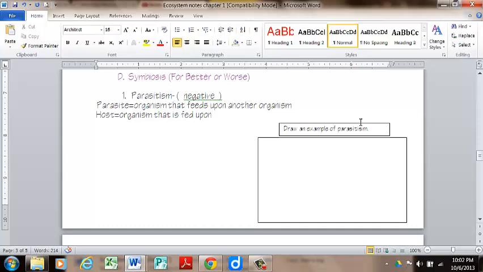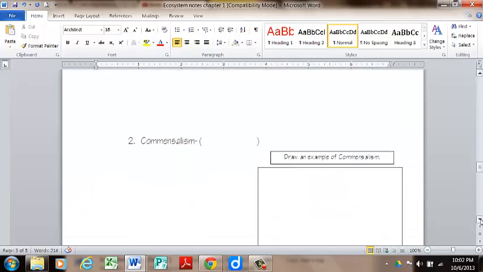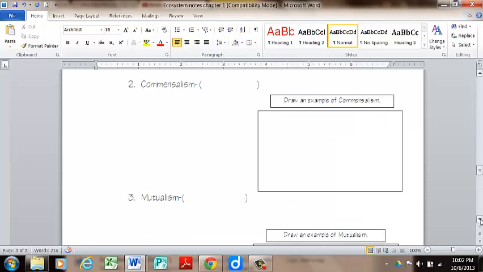Moving on to "No Harm Done," and scrolling down on my screen, we're going to read about commensalism. In commensalism, one species benefits while the other species seems to be unaffected. Many animals have such relationships with plants.